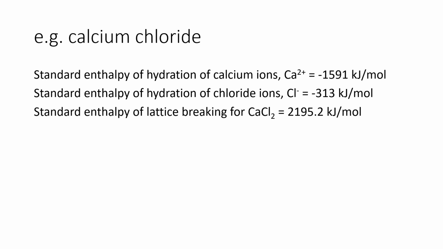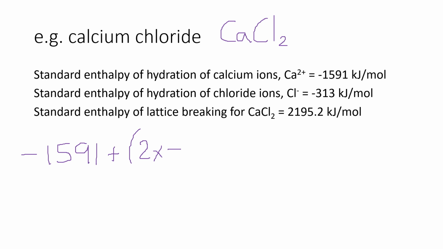Okay, so let's take calcium chloride as a second example. Calcium chloride has the formula CaCl2. So that consists of one calcium ion, which is minus 1591. And then you've got two chloride ions. That's going to be two lots of minus 313. And that'll give you the enthalpy of lattice hydration. Let's just put that all in brackets.